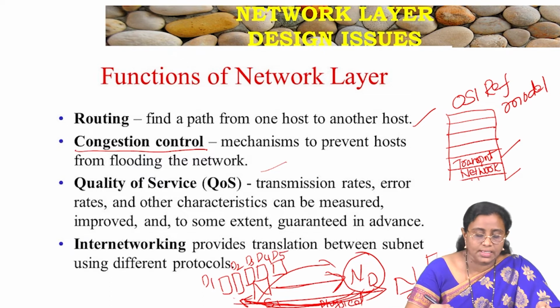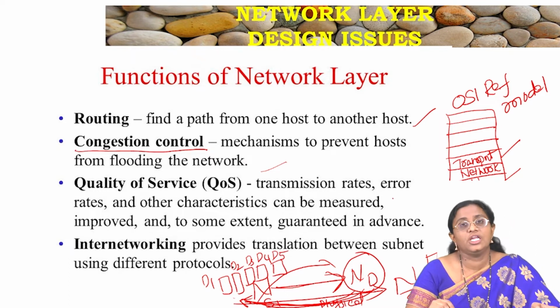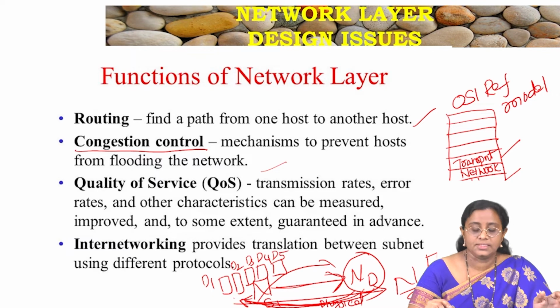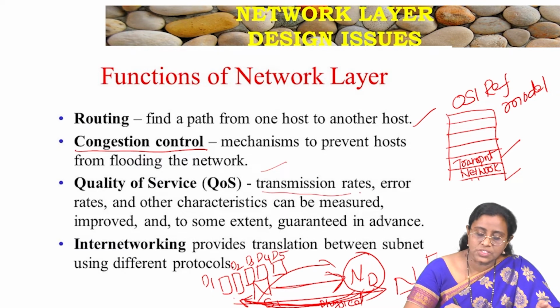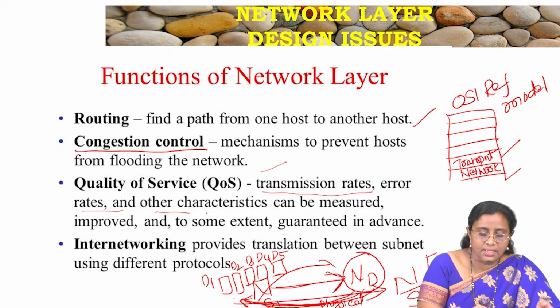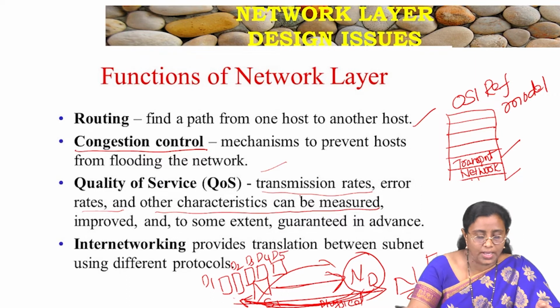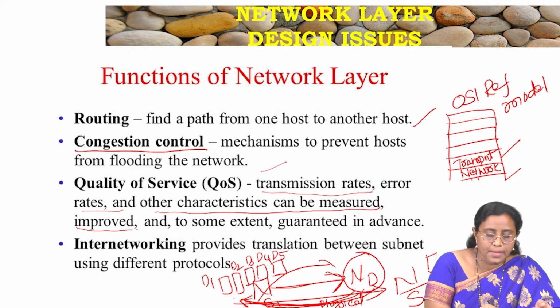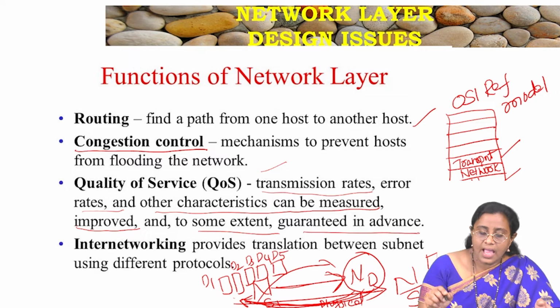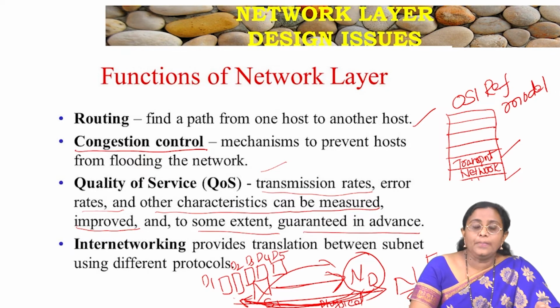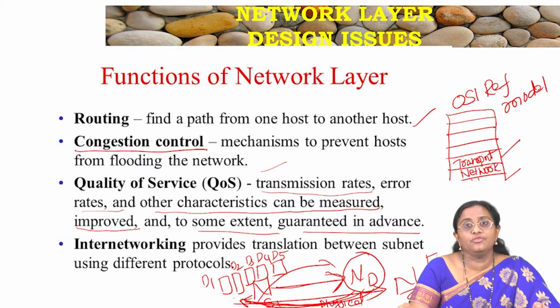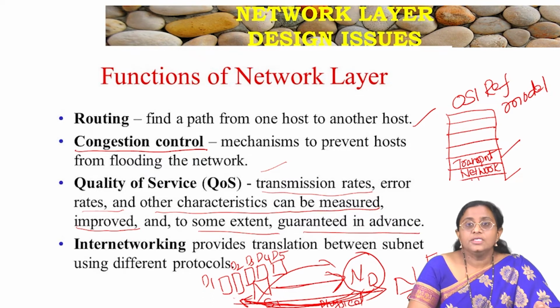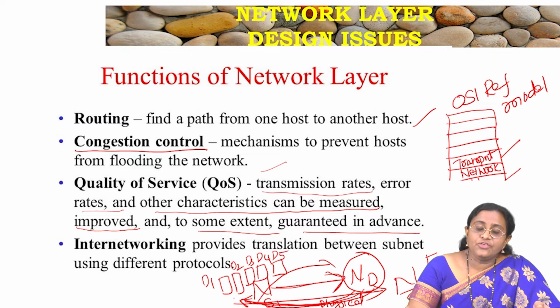Coming to the third function of a network layer, it is the quality of service, which we abbreviate as QoS. Transmission rates per bit, error rates, and other characteristics can be measured under QoS. If you define it, it is nothing but improved and, to some extent, guaranteed in advance. While transmitting data packets from one node to another under the network layer, we can calculate the bits of data packets or data frames from one node to another.